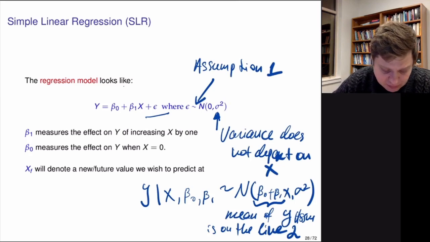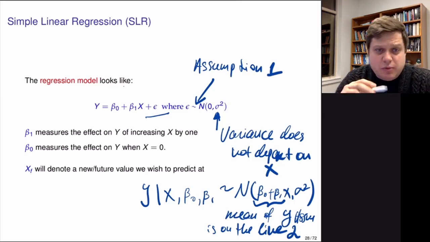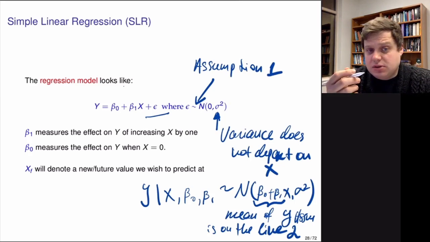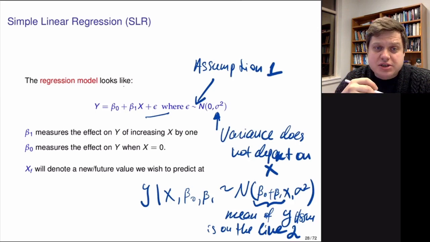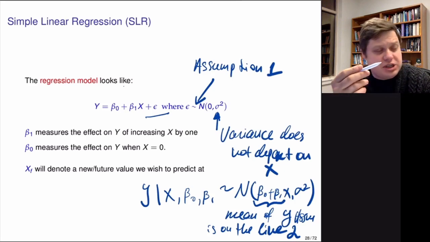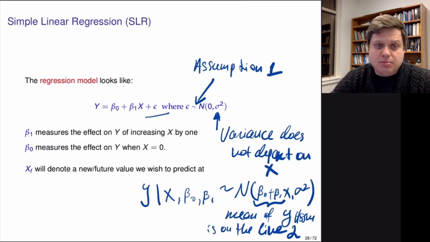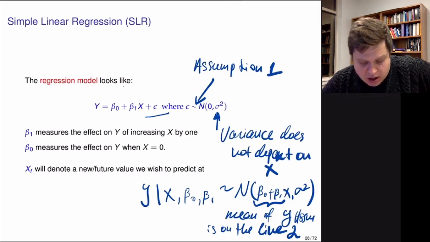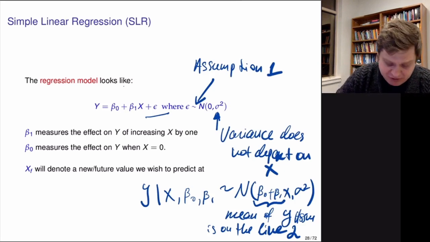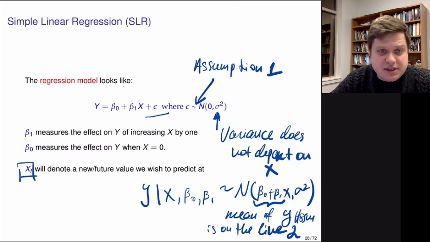Okay. And as we mentioned earlier, beta 0 measures the effect of y when x equals 0, and beta 1 measures the effect of y on x, meaning by how much y changes if x changes by 1 unit.